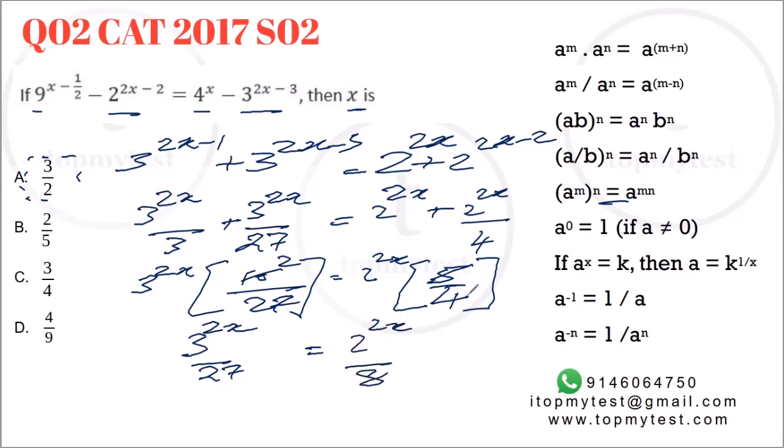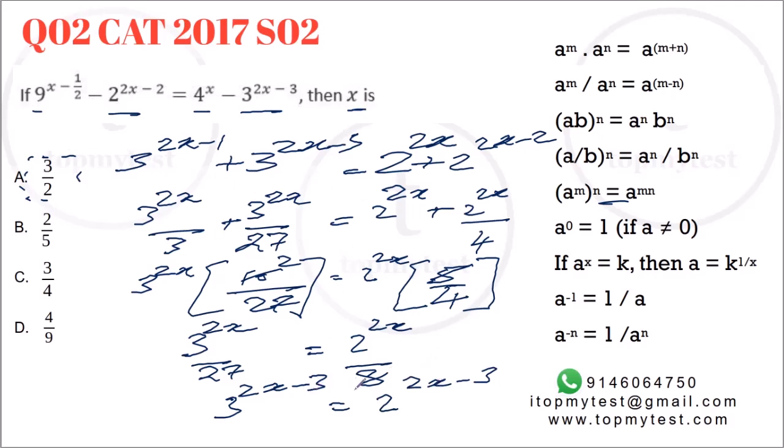Now, at any of these stages, you can obviously use the options and reduce it. I'm just trying to do it as simple as possible. Right, now again, we'll resolve it to powers of 3. 3 to the power 2x minus 3 equals 2 to the power 2x minus 3. Now, once you get this, it should not be very difficult to resolve this.